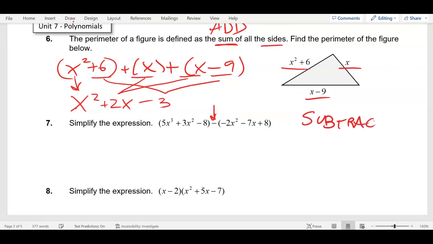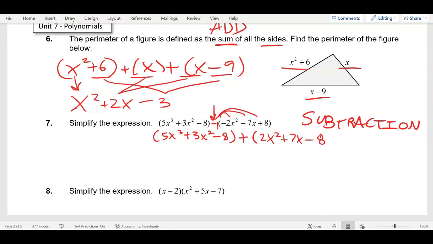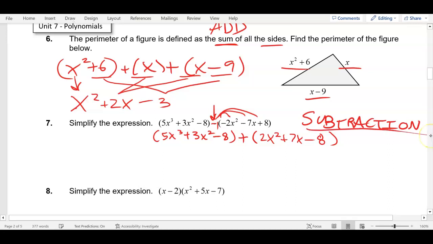Subtraction on number 7. When you're subtracting, you're going to make that a negative 1, and you have to distribute it. All that really is going to do is change all the signs, the positive, negative signs, of your second parentheses. So this minus turns into a plus, and all three of these signs change, because a negative 2 times a negative 1 is a positive 2. Negative 7 times negative 1 is a positive 7. 8 times a negative 1 is a minus 8. Okay. You got to do that step for subtraction.